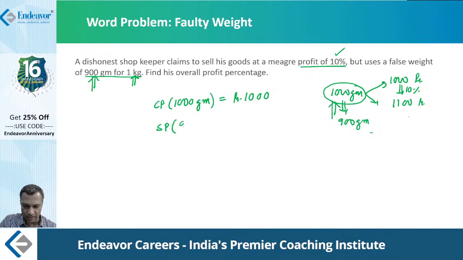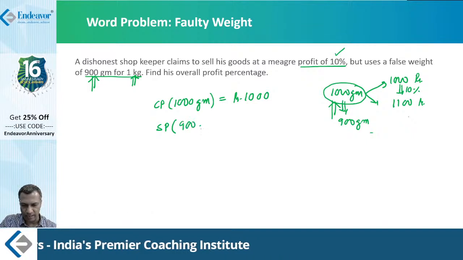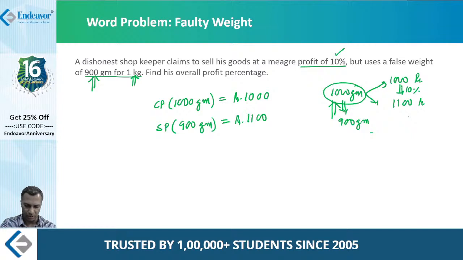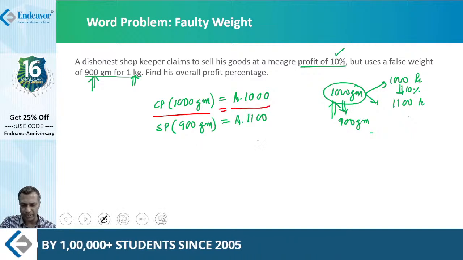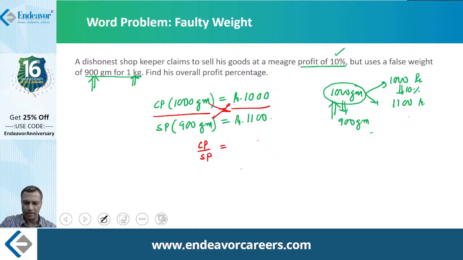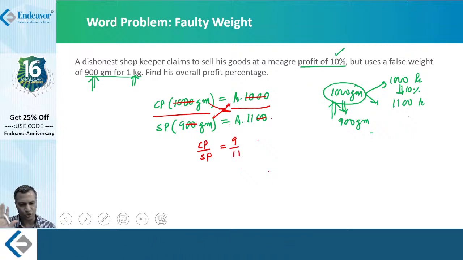So what you should record here: therefore selling price of 900 grams is equal to 1,100 rupees. This is what is happening there. Now two equations. Once you put these two equations in perspective, equate them, divide, you get it. Therefore cost price divided by selling price, cross multiply, simplify. In fact, the 1,000 gets cancelled, these two zeros get cancelled. Ultimately this is as good as 9 by 11.